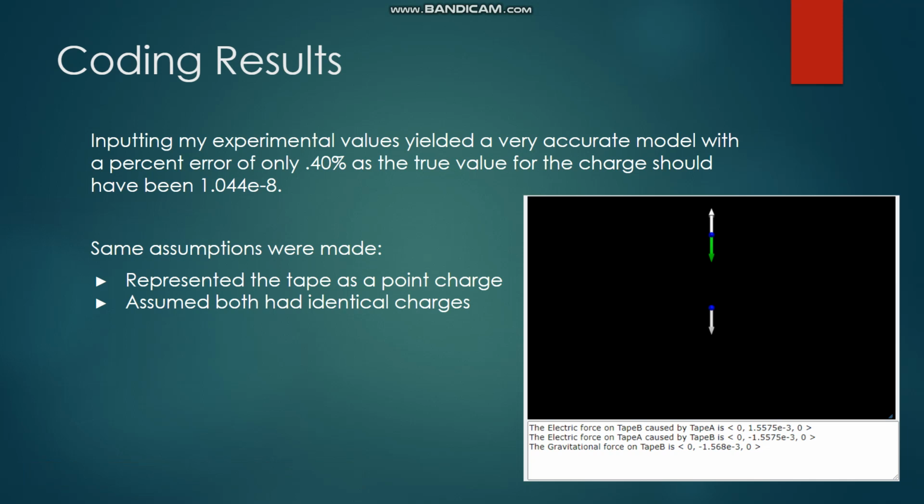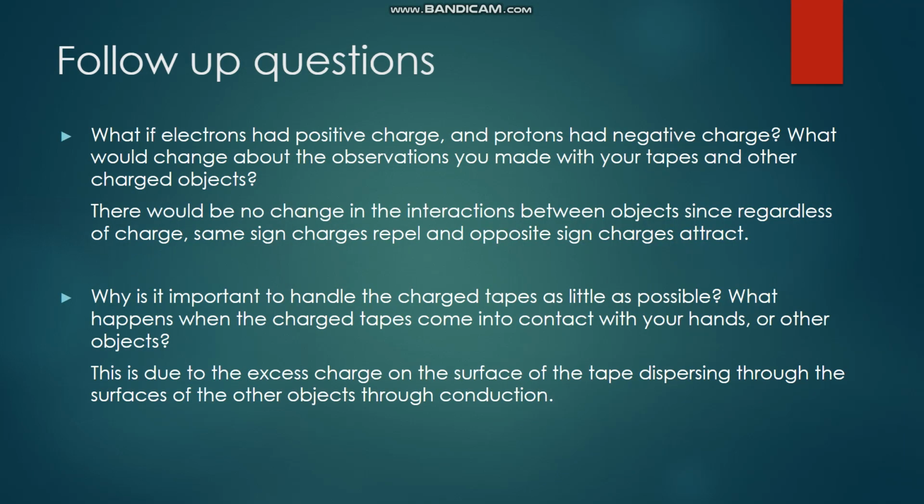And what we end up seeing is that when I pass in my own experimental values, it was actually very close to the theoretical value. In fact, only 0.4% error. And once again, we're using the same assumptions, which is why it is very surprising that it was this accurate: we're calculating the tape as a point charge and assuming that both had identical charges.